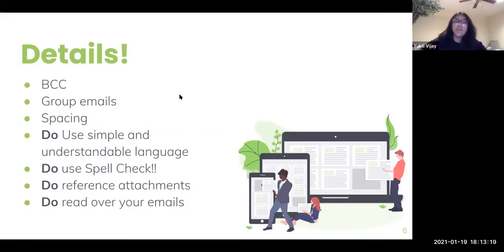And so a couple of other details to also look out for is, there's this feature called BCC, which is called blind carbon copy.